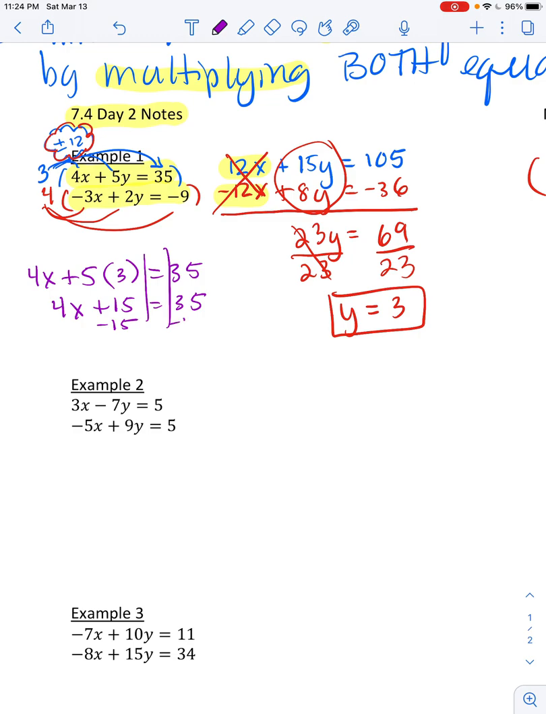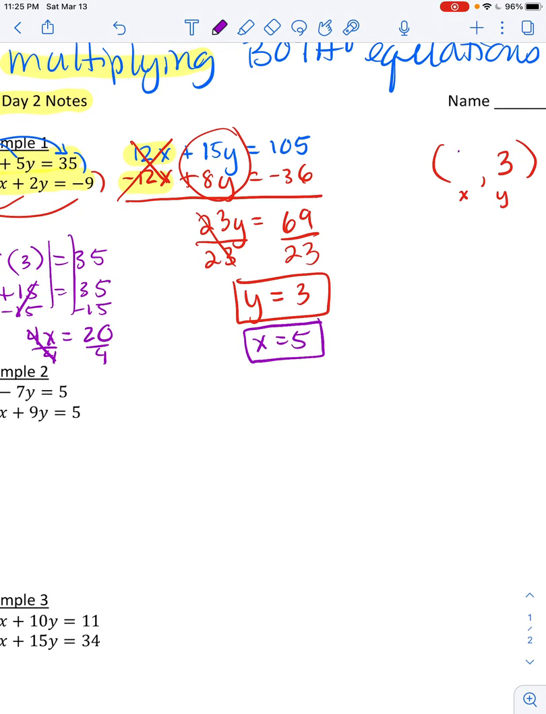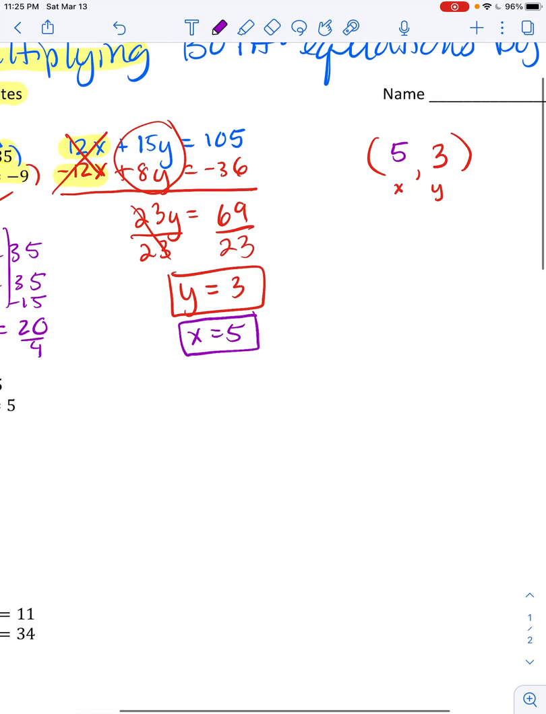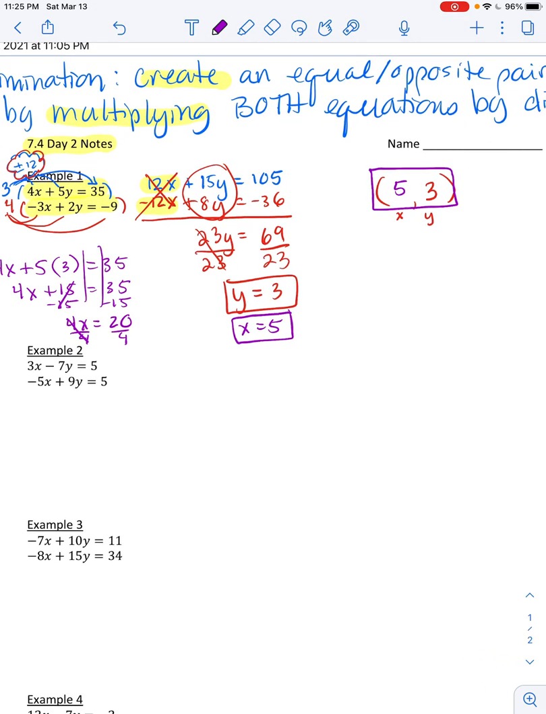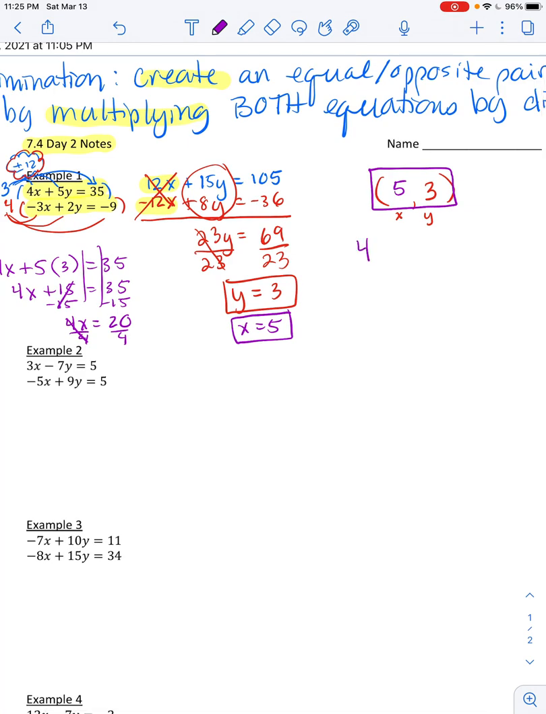Taking that 15 away, I have 4x equals 20. And dividing by 4, I get x equals 5. Just like yesterday and the day before and all the other days of systems, I could plug those in and check my work to the original problems.